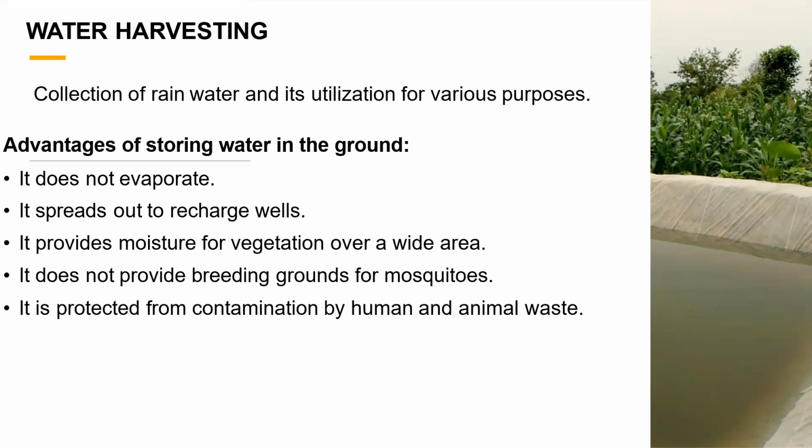Water harvesting. What is water harvesting? Harvesting means the collection of rainwater and its utilization for various purposes. The advantages, and you can even do it at your home as well on a small scale: the water stored in the ground does not evaporate. It spreads out to recharge wells, provides moisture for vegetation over a wide area, and does not provide breeding grounds for mosquitoes. It is protected from contamination by human as well as animal waste.